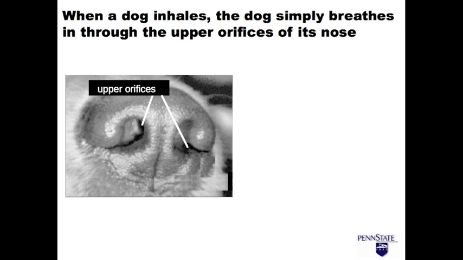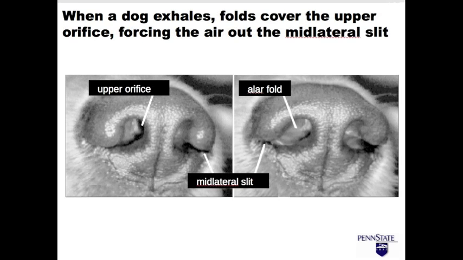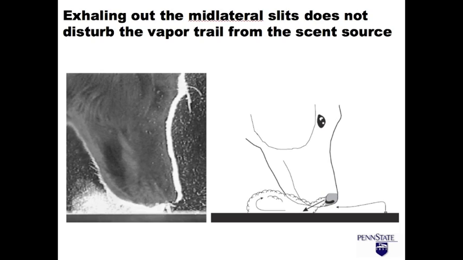What is interesting is when a dog exhales, the dog has these folds of skin that actually cover those nostrils, unlike us. And when the dog exhales, that air actually goes out through these slits on the sides of its nose, called midlateral slits. Think about a dog that is sniffing. That head is down, as in these 2 pictures. What that dog is doing in that photograph on the left is exhaling.